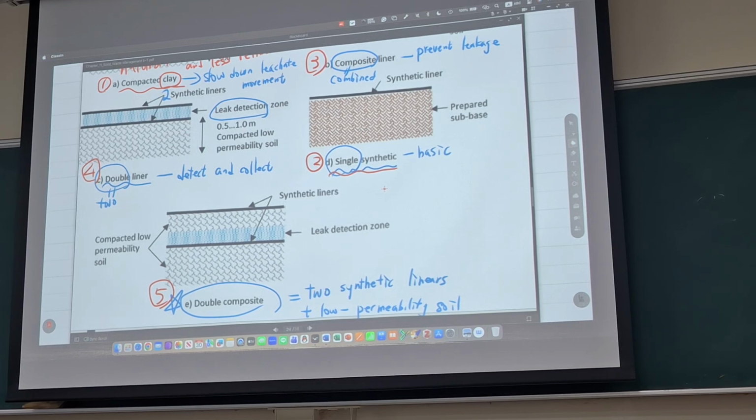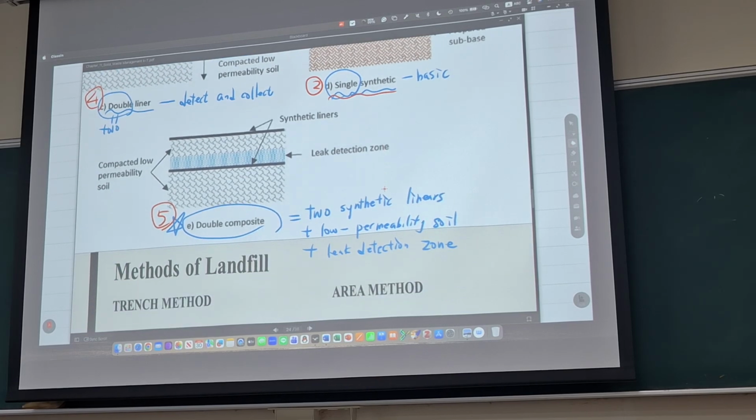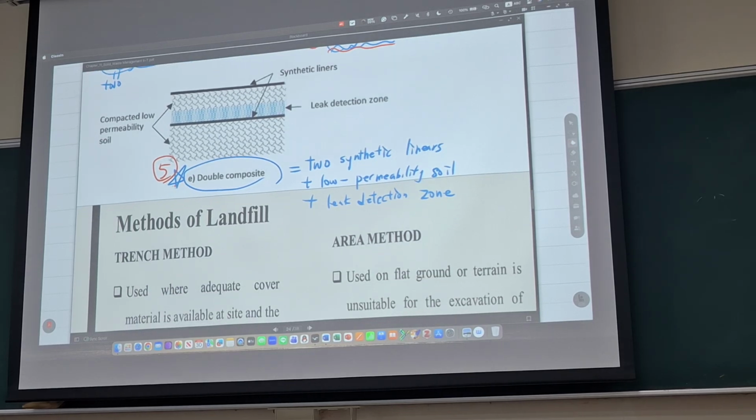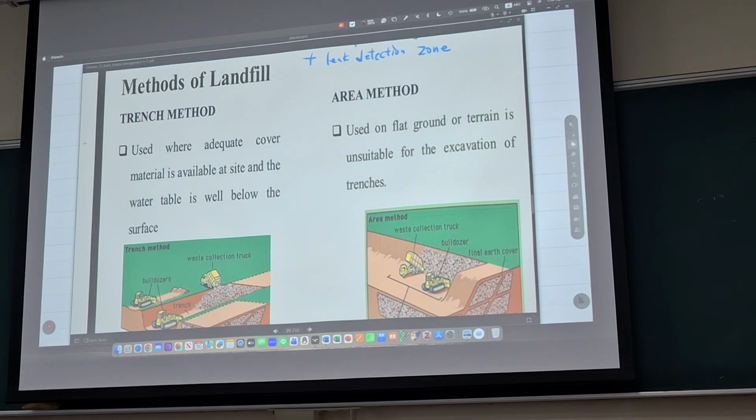Understand? Okay. For example, if I want to build a landfill around TSMC, Taiwan Semiconductor Company, I will talk to the president of TSMC. He's going to give you a big budget and say you should upgrade to the best one, the double composite. Okay. So next I'm going to talk about the methods of landfill.